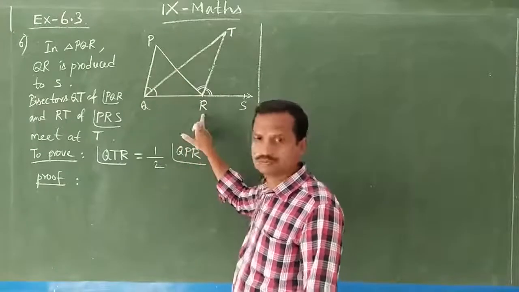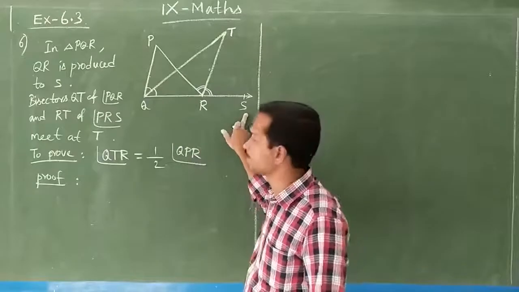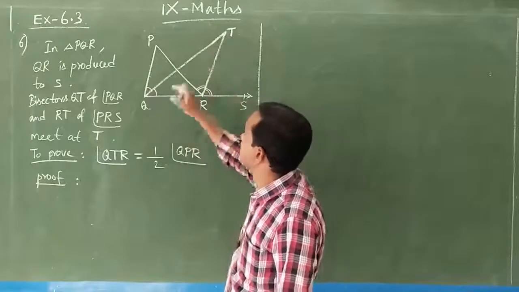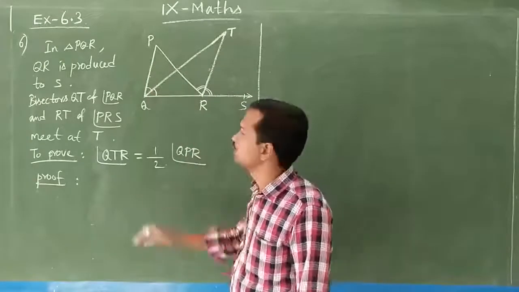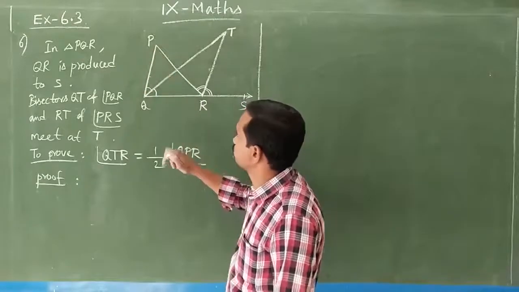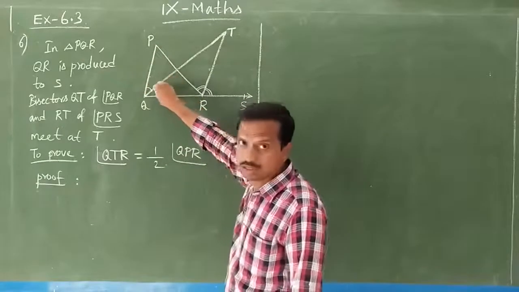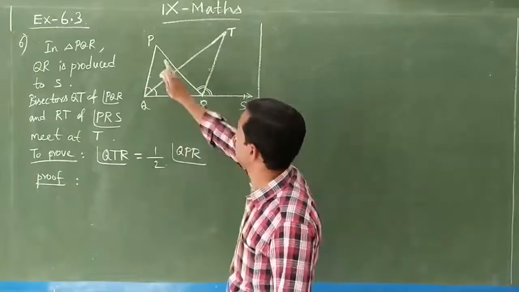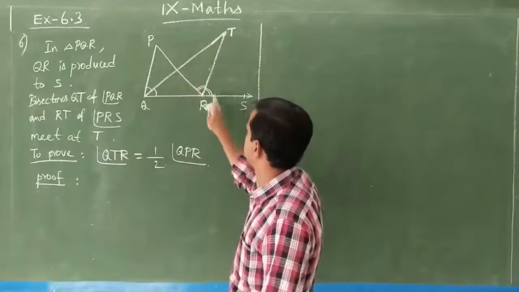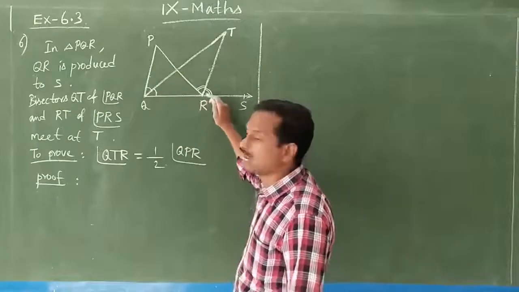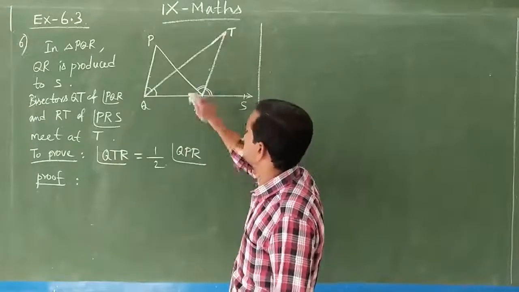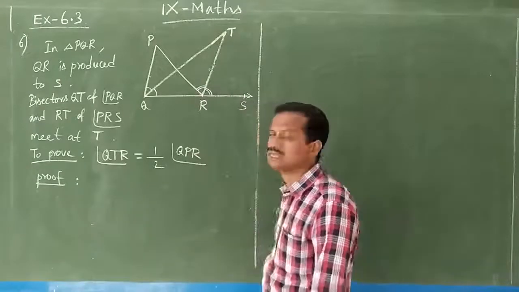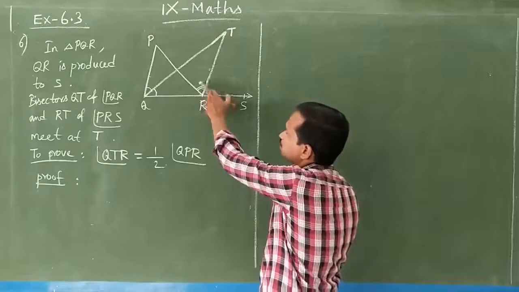So the side QR is produced up to S, and PQR is the angle and QT is the bisector of this angle. QT is the bisector of angle PQR. That means this angle and this angle, these two are equal because QT is the angle bisector. And PRS is this angle. RT bisects it. Therefore, you see the double mark is given here. So these two angles are equal.